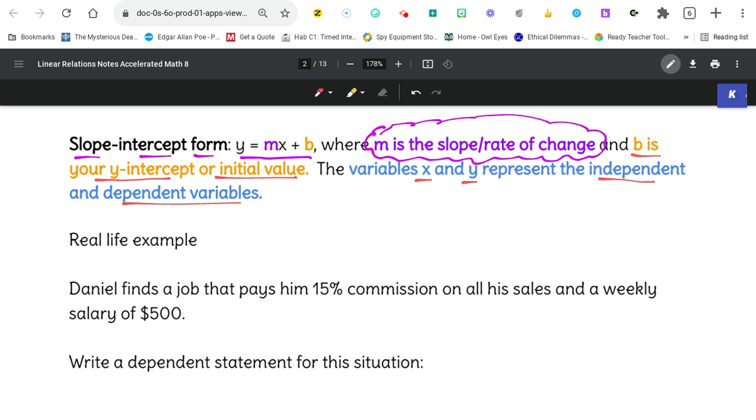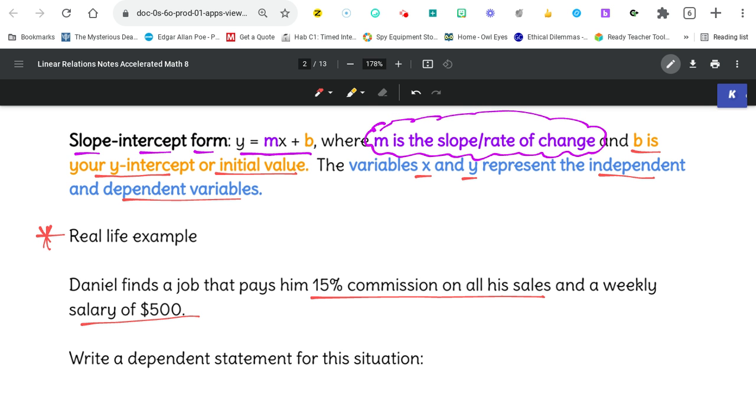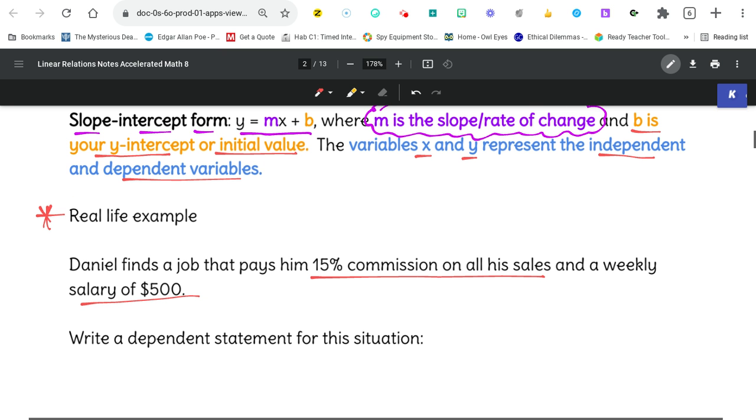All right, so let's take a look at this real life example so you can kind of put the letters with something that makes sense. It says Daniel finds a job that pays him 15% commission on all his sales and a weekly salary of $500. So you're going to write a dependent statement for that situation because I need to identify my X and my Y. So I should know that Daniel's salary depends on the amount of sales. He doesn't get paid, guys, unless he sells something. So you got to sell something first. So your sales is going to be your independent.